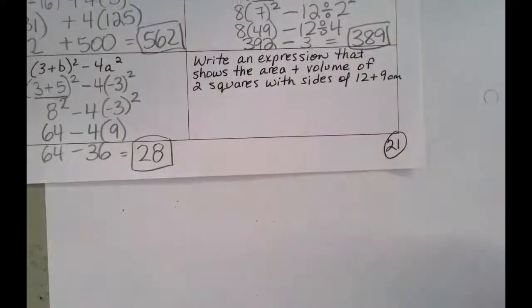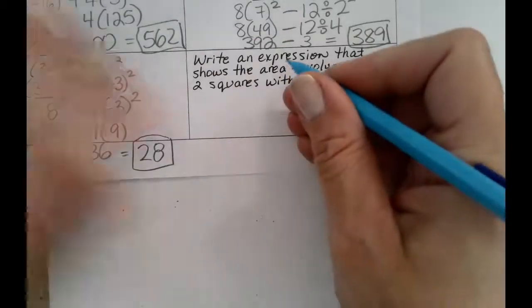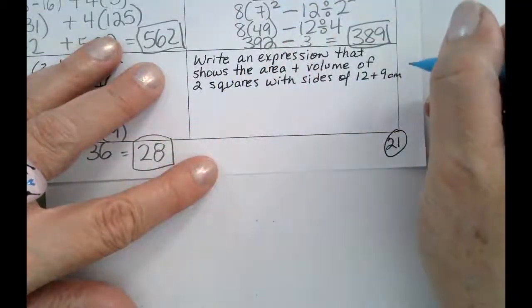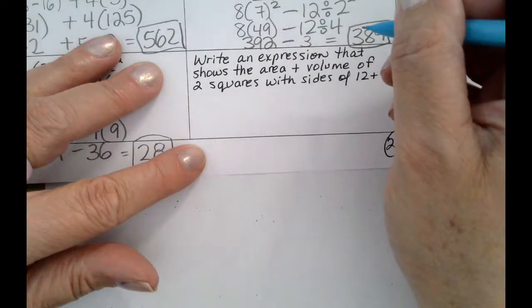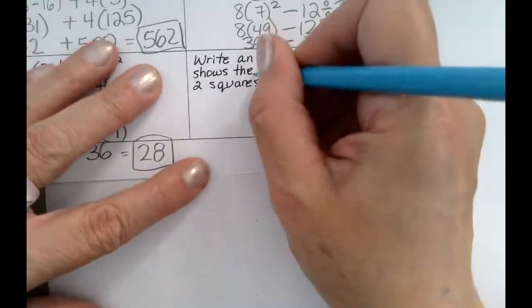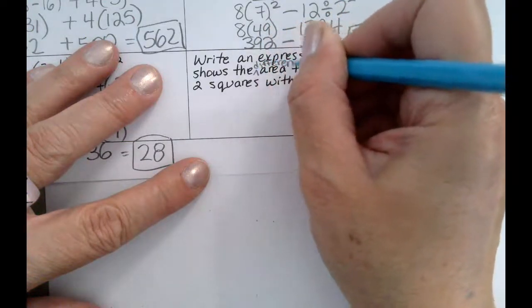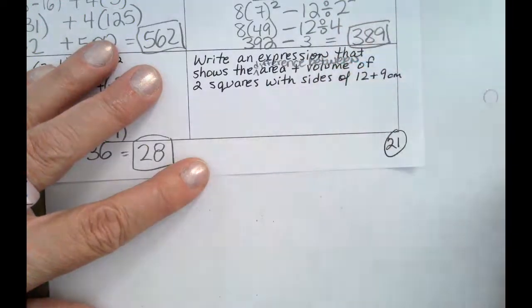Write an expression that shows the area and the volume of two squares with sides of 12 and 9. Okay. So we have a square. Why did I do it twice? Oh, I missed the word show the difference. There we go. Difference between. I was wondering why I gave 2 squares and 2 rectangles.